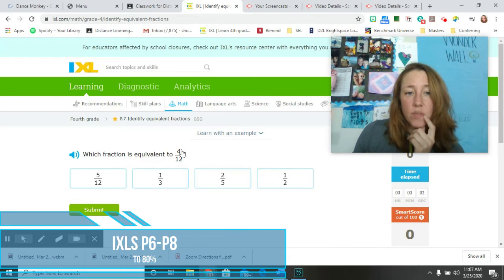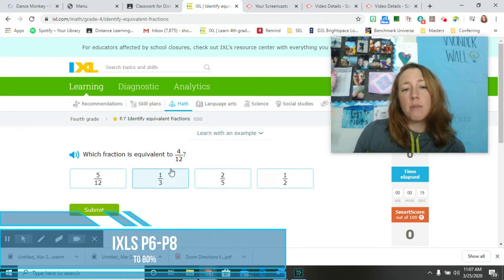So which fraction is equivalent to 4/12? I'm going to think about, okay, 5/12. No, that's not equal, because 5/12 is more than 4/12. 1/3. Well, 3 times what gets me to 12? 4. 1 times 4 gets me to 4, so it would be 1/3. The rest of these don't make sense. 5 doesn't go into 12. 1/2. Is 4/2 of 12? No, so it has to be 1/3.